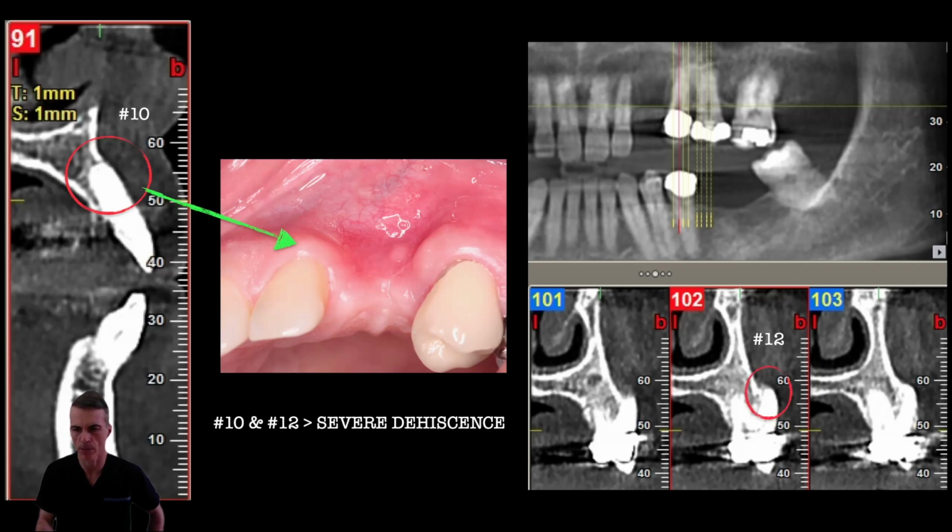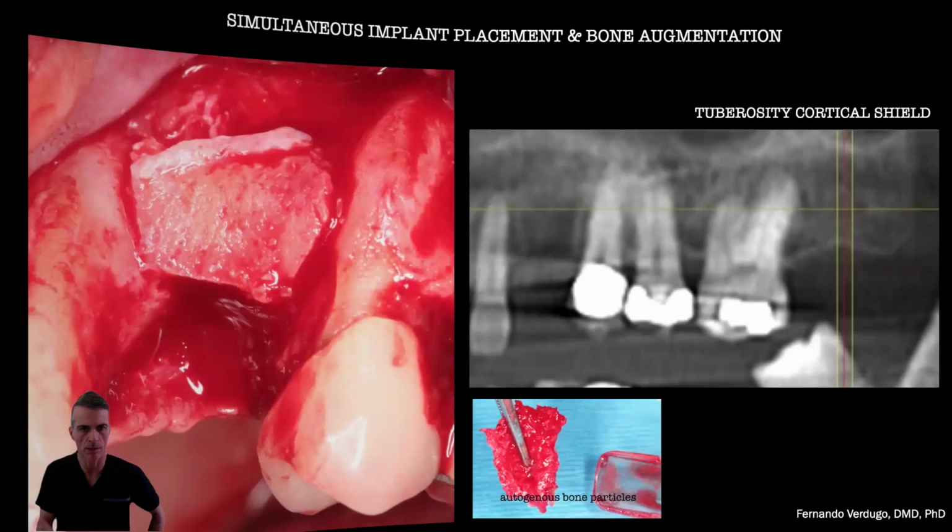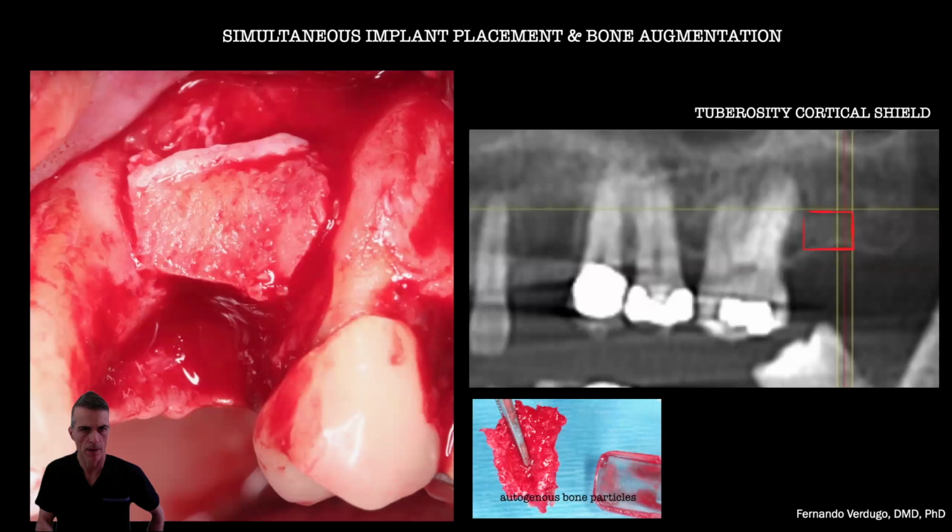That root is out of the alveolar process. So there are dehiscences on both sides, and there is a significant atrophy in the canine area. We need to handle this with care. The approach was to do a simultaneous implant placement and reconstruction.